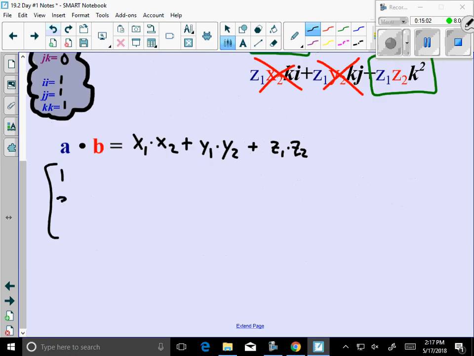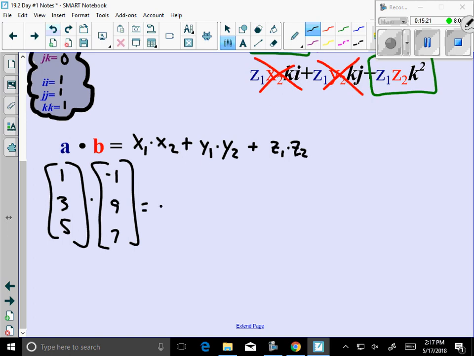So what if A were 1, 3, 5, and B were -1, 9, 7? Done. If I dotted those, what do I do with the x's? Multiply them. 1 times -1 is -1. How about the y's? 27. How about the z's? Yeah, plus 35. So the dot product in this case would be 61. What if this thing came out to be 0? What would we know about the vectors? They're perpendicular. If it came out to be 0.